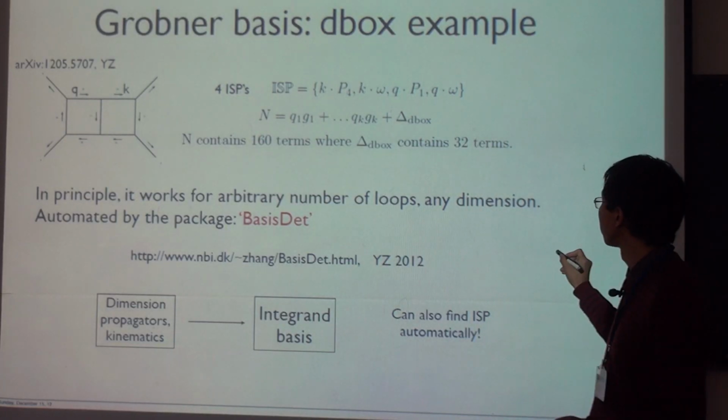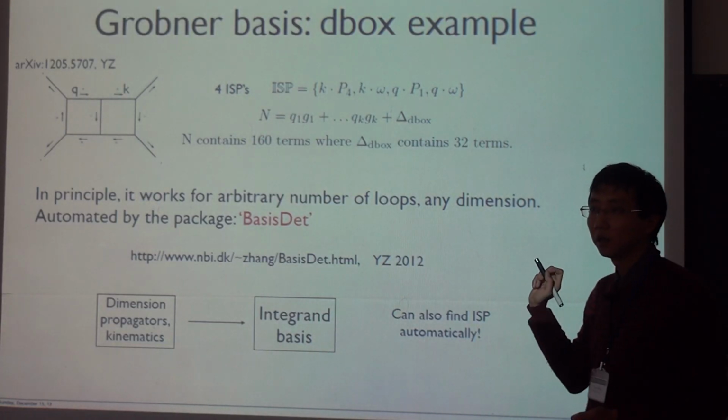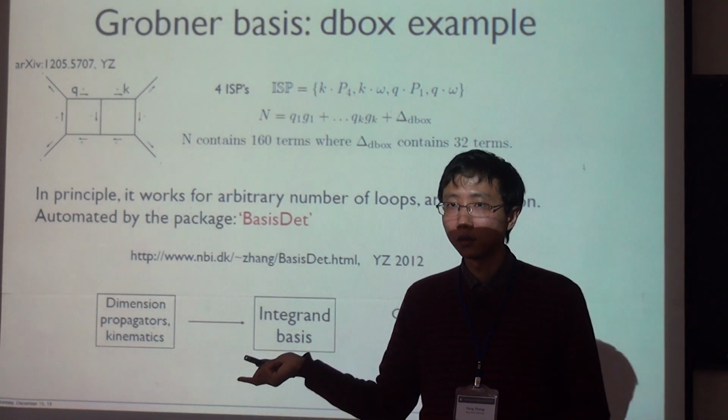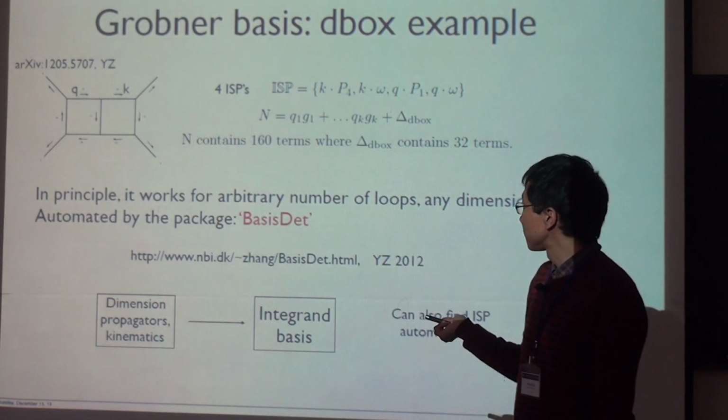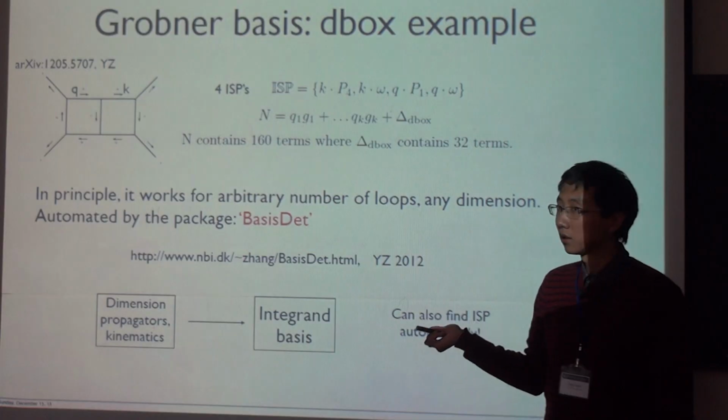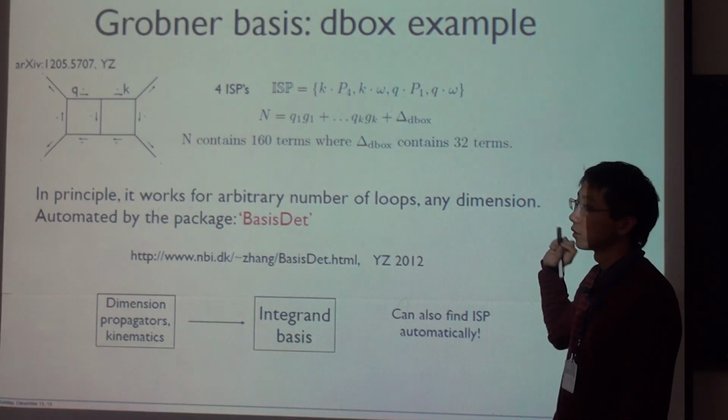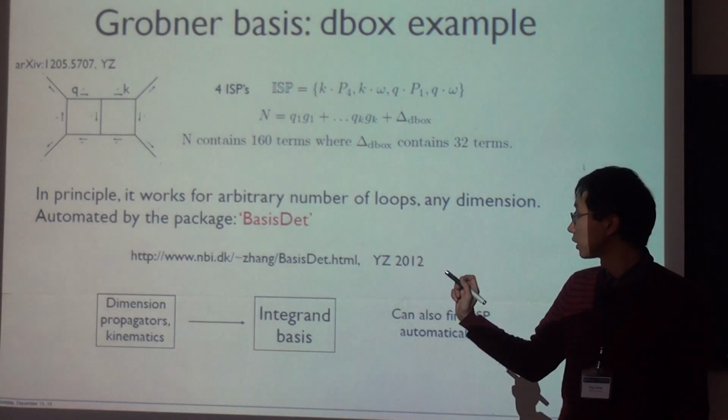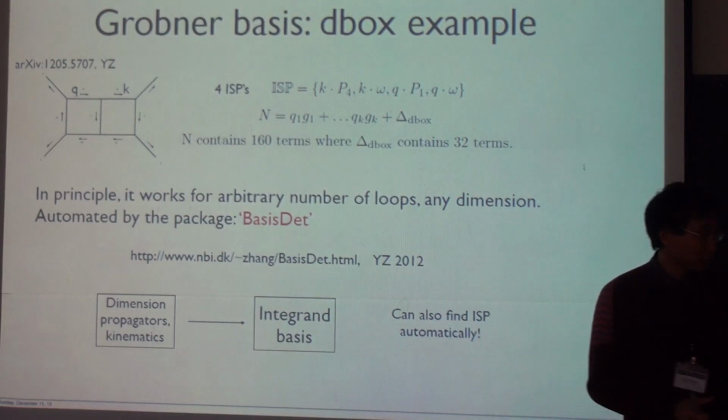You can check that it really contains 32 terms, and it's an automatic process. And just from commutative algebra, you can prove that this is the minimum number for the integrand basis after reduction. So this is my package.